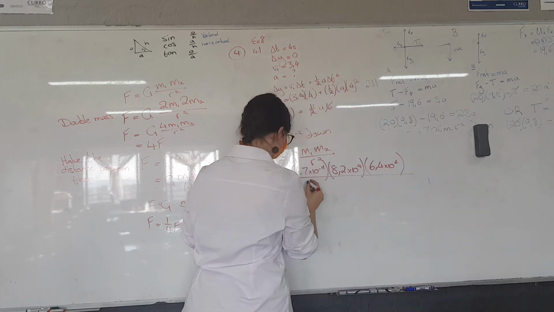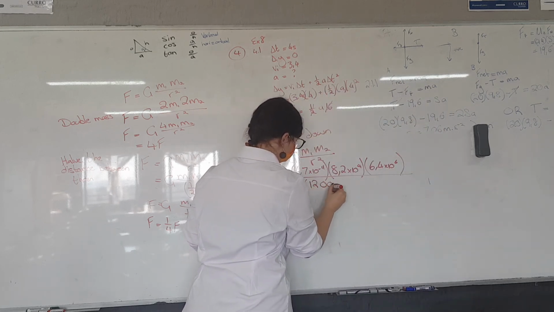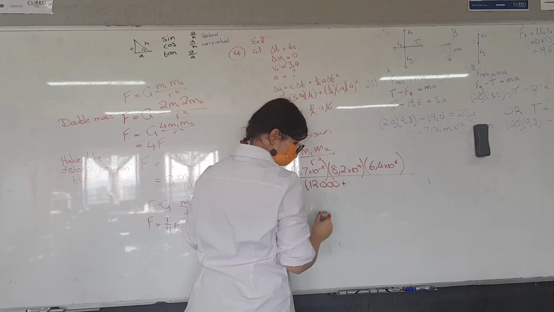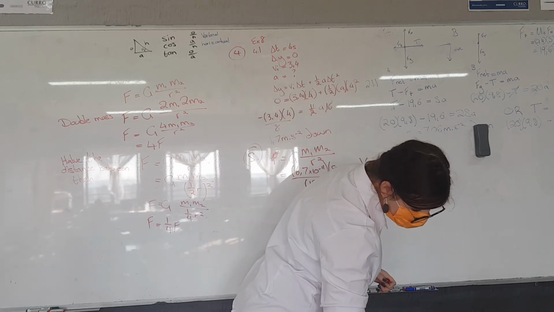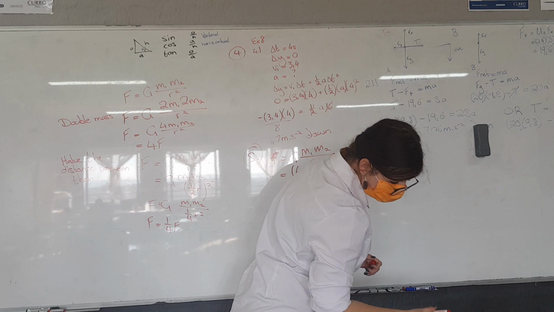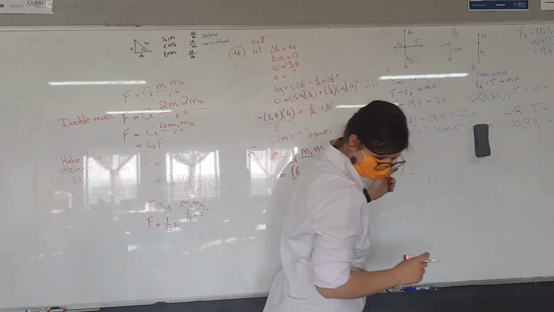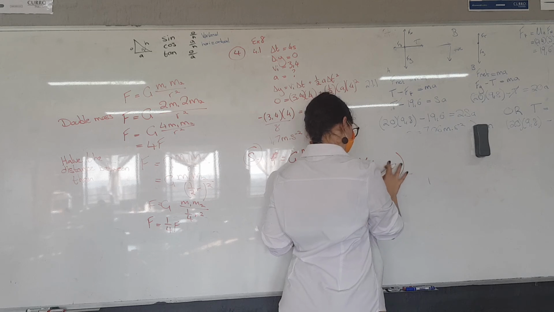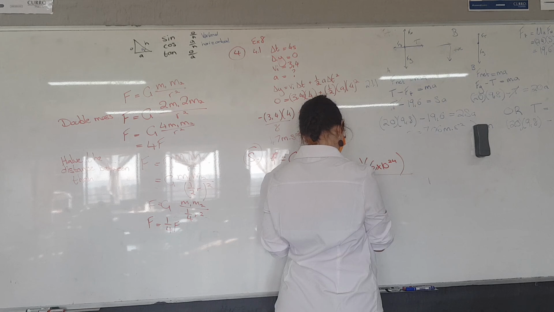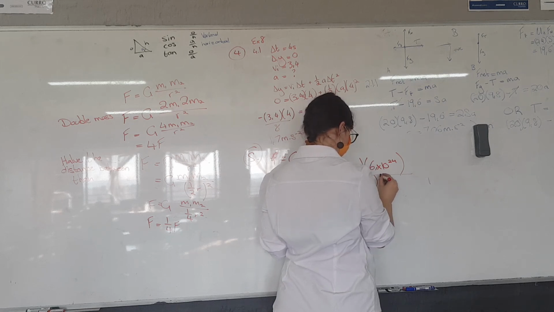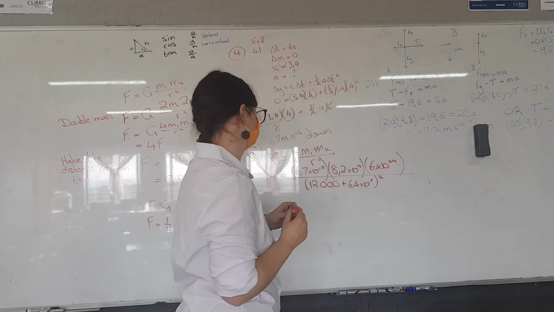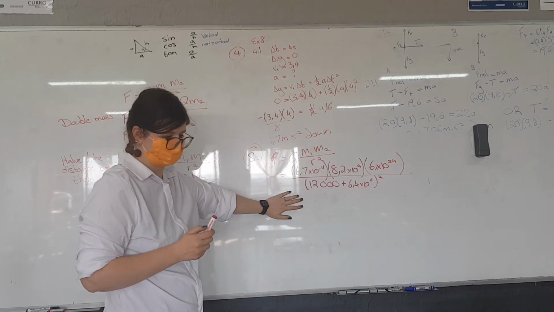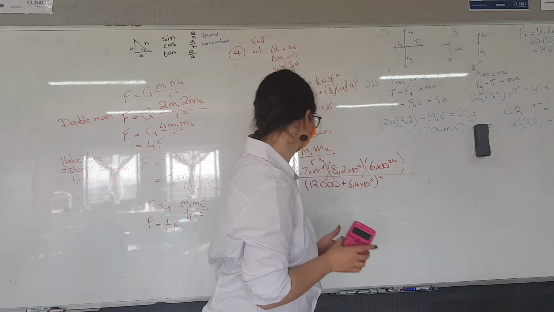So then we say 12,000 plus our 6.4 times 10 to the 6. I've done this wrong. 6 times 10 to the 24. Plus 6.4 times 10 to the 6 squared. Alright, so that's our equation here. And then we plug in our values.